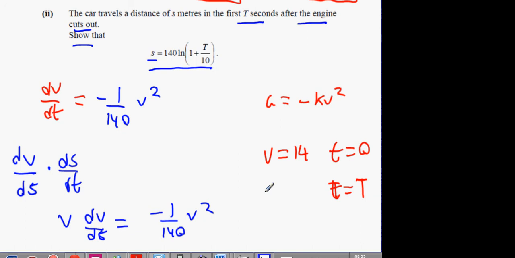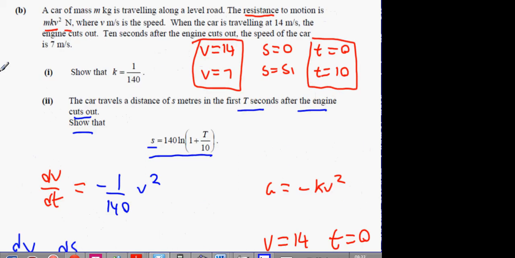Okay, your velocity should be 0 for that to work out. When the car is traveling at 40 meters per second, the engine cuts out. 10 seconds after the engine cuts out, the speed of the car is 7 meters per second. The car travels a distance of S meters in the first T seconds after the engine cuts out. Show that S equals 140 ln(1 + T/10).